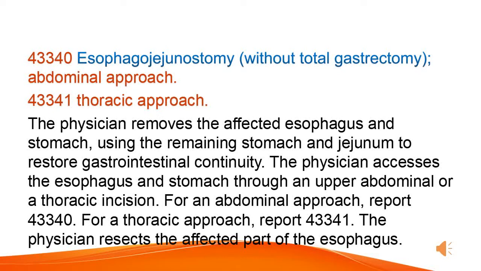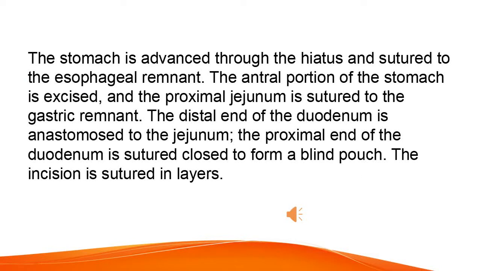43341. The physician resects the affected part of the esophagus. The stomach is advanced through the hiatus and sutured to the esophageal remnant. The antral portion of the stomach is excised, and the proximal jejunum is sutured to the gastric remnant. The distal end of the duodenum is anastomosed to the jejunum, the proximal end of the duodenum is sutured closed to form a blind pouch. The incision is sutured in layers.